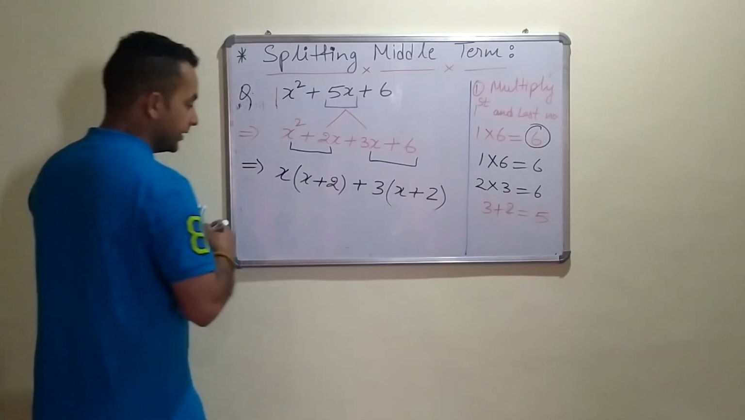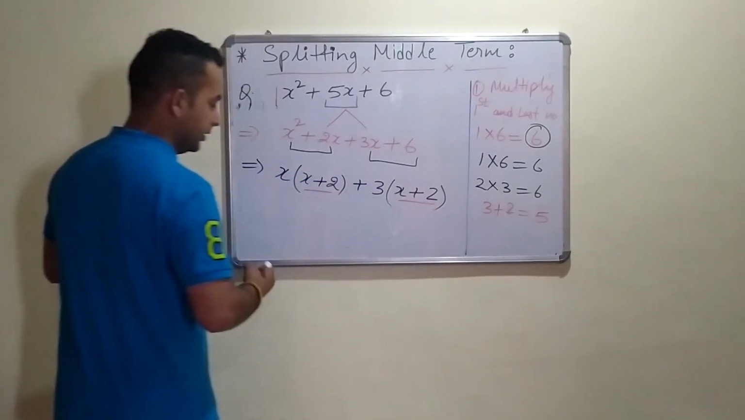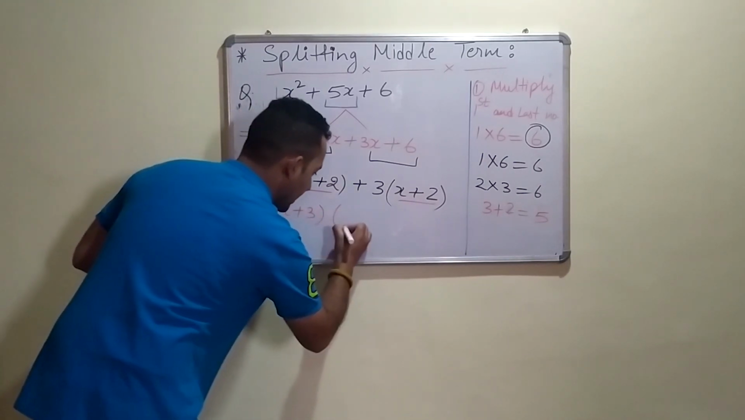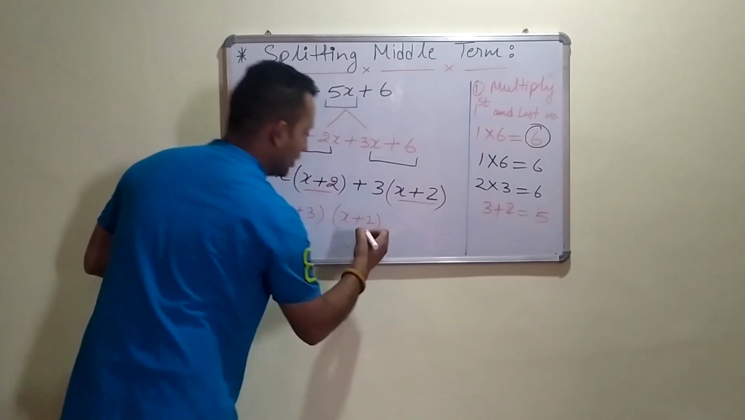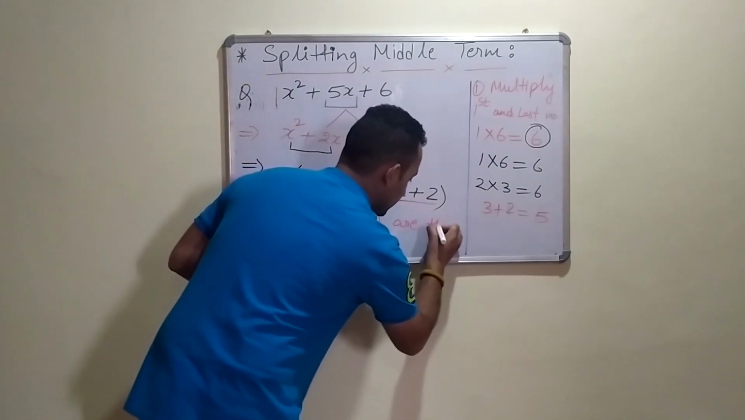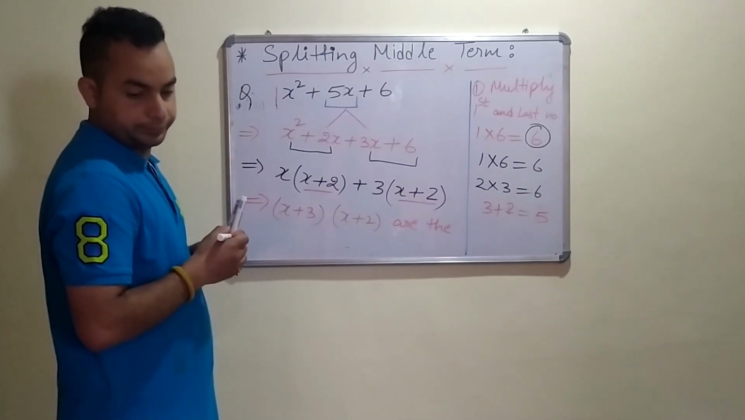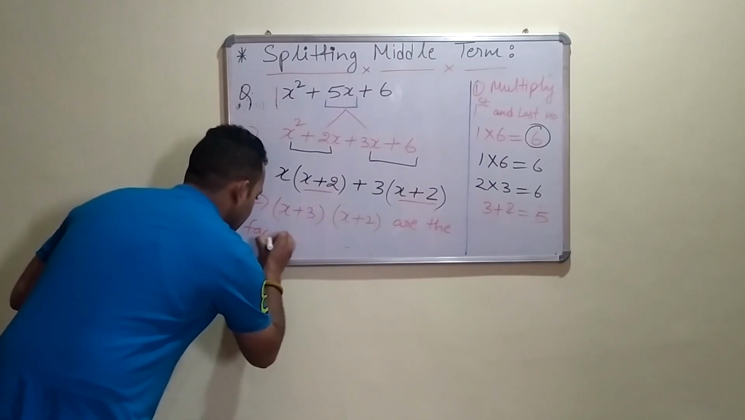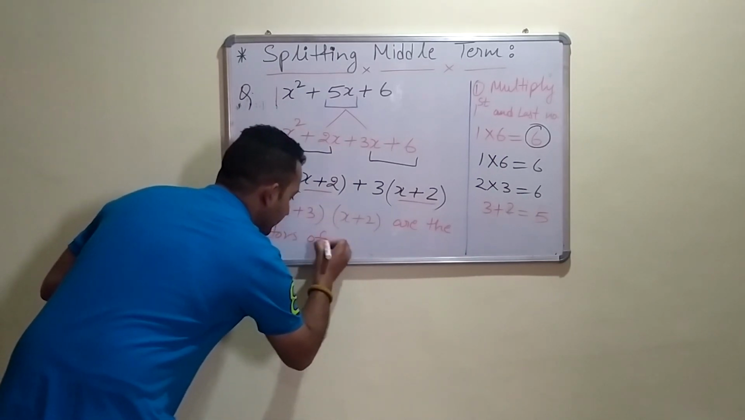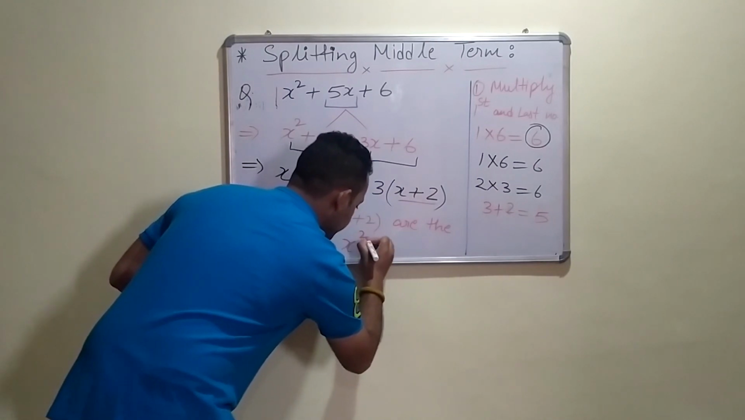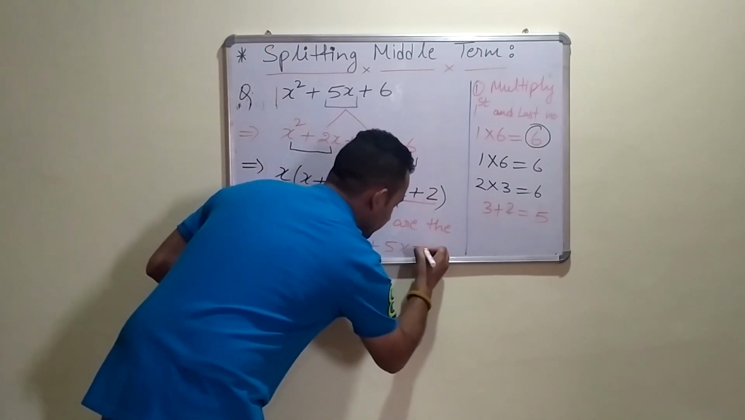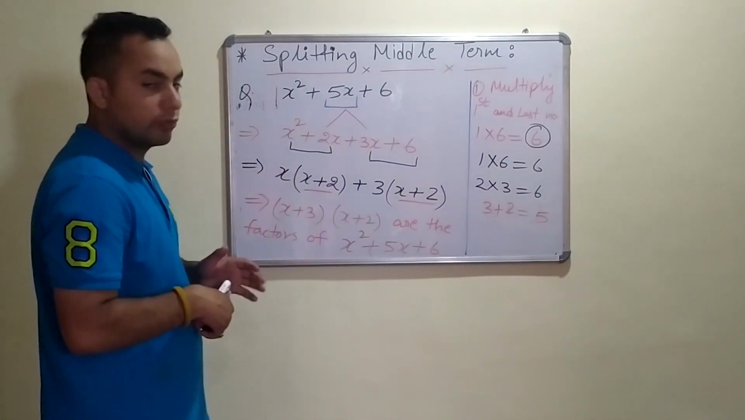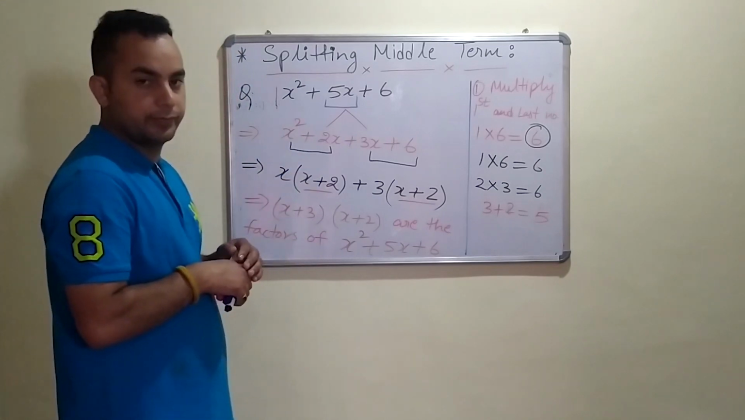So x plus 2 and x plus 2 are common, so you can write it only once. So x plus 3 and x plus 2 are the factors of x squared plus 5x plus 6. Okay class, this is how you are going to split the middle term.